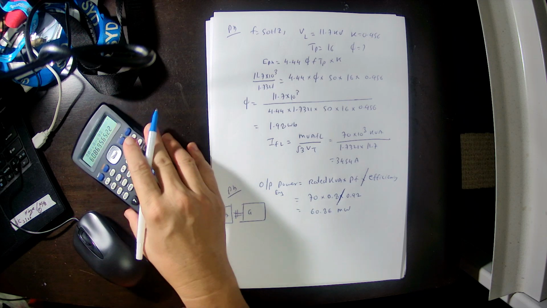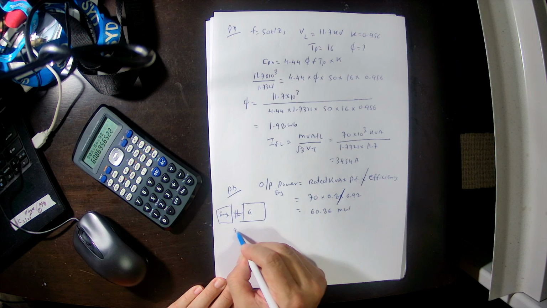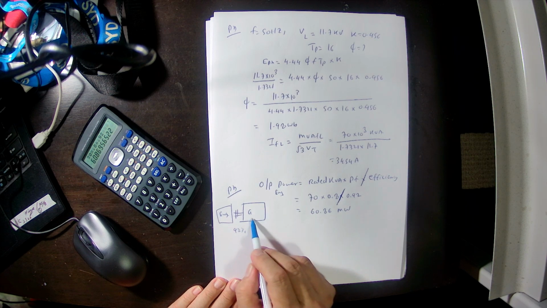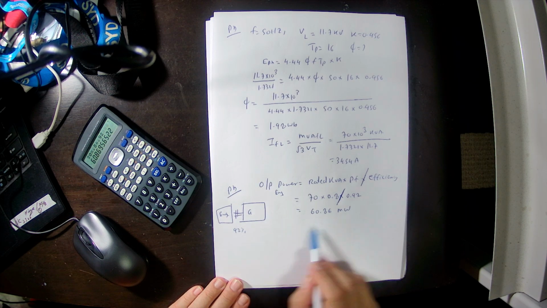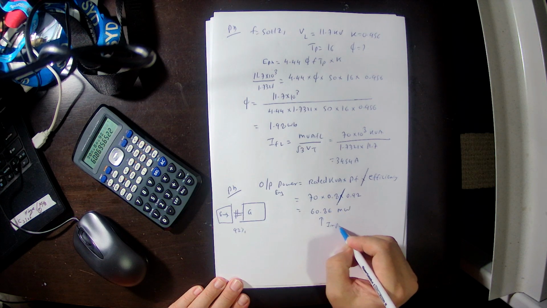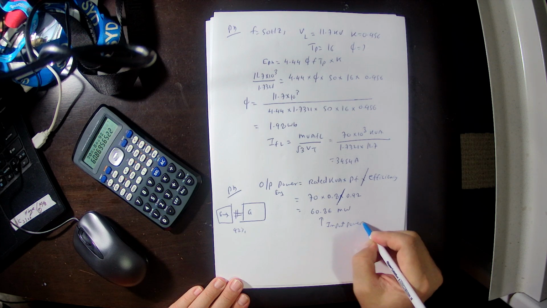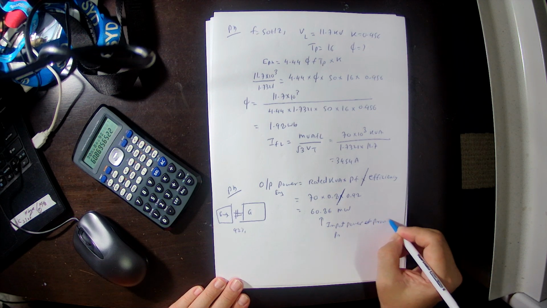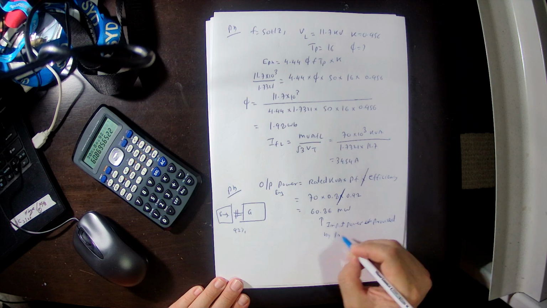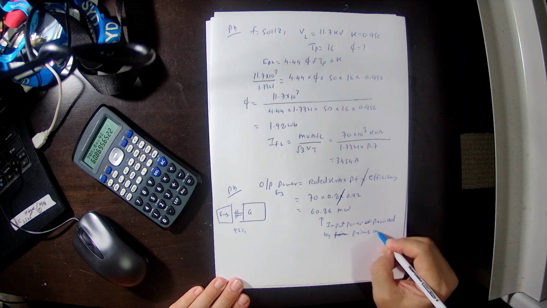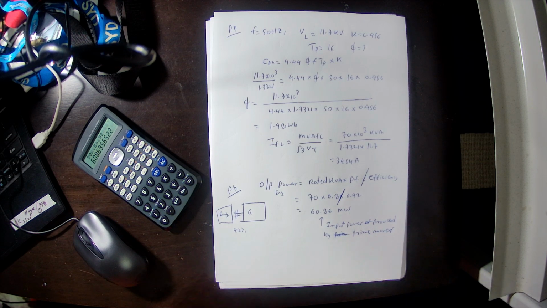Because the engine efficiency is 92%, we can get the machine output. This machine output divided by efficiency 92%, we can calculate the input power of the prime mover. So this is the input power provided by the prime mover. Input power provided by the prime mover is 60.86 megawatt.